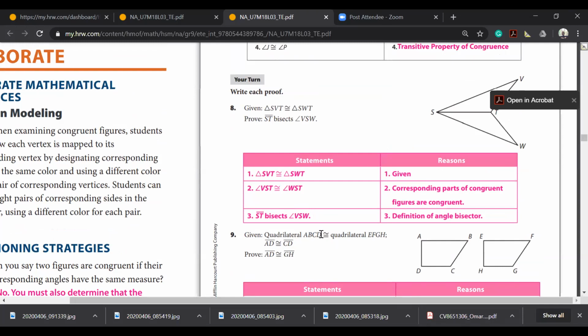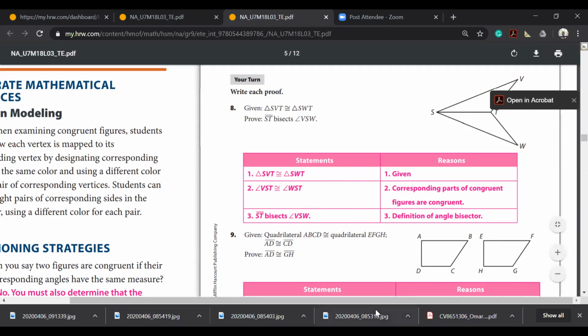To AD. You remember the transitive property of yesterday, when we said X is equal to Y, and Y is equal to Z, so X is equal to Z. The same thing is happening here. GH is equal to CD, and CD is equal to AD, so AD is equal to GH. Transitive property, right? So again, doing a table with statements and reasons.